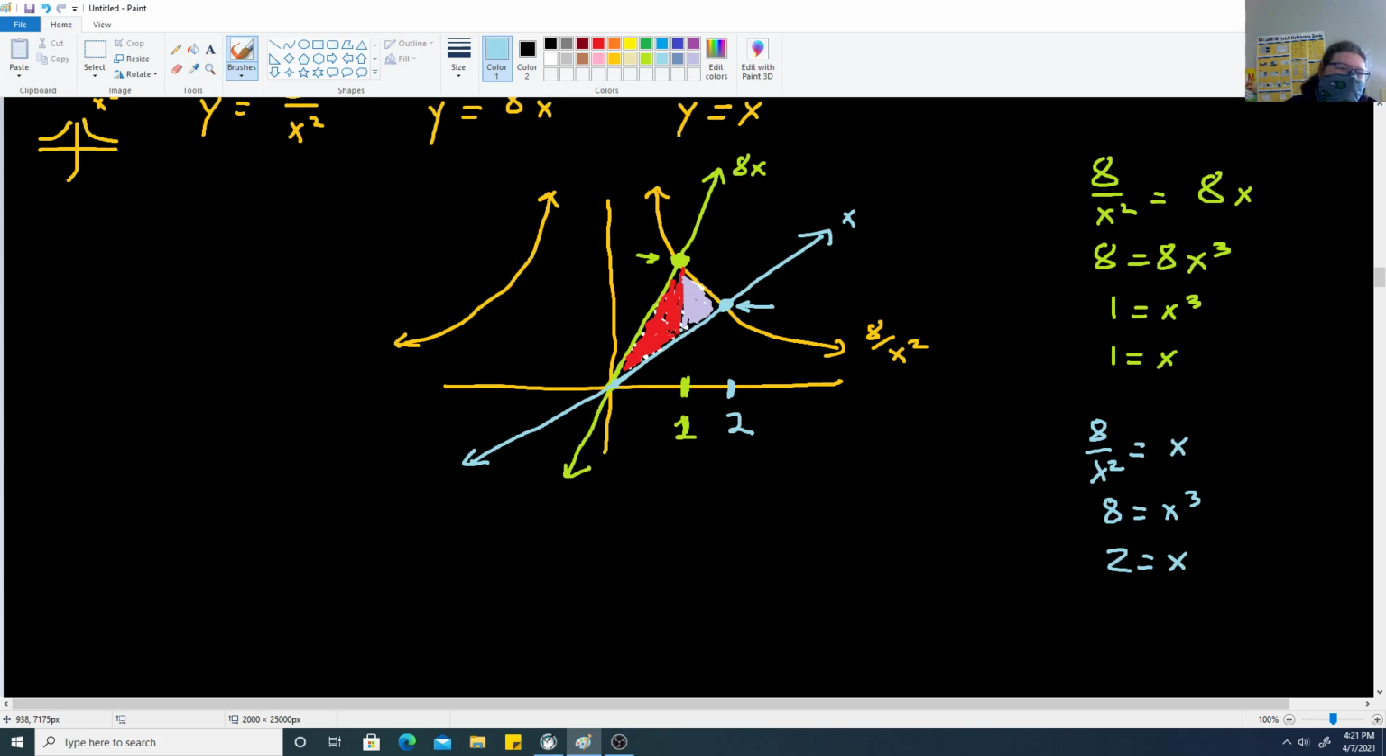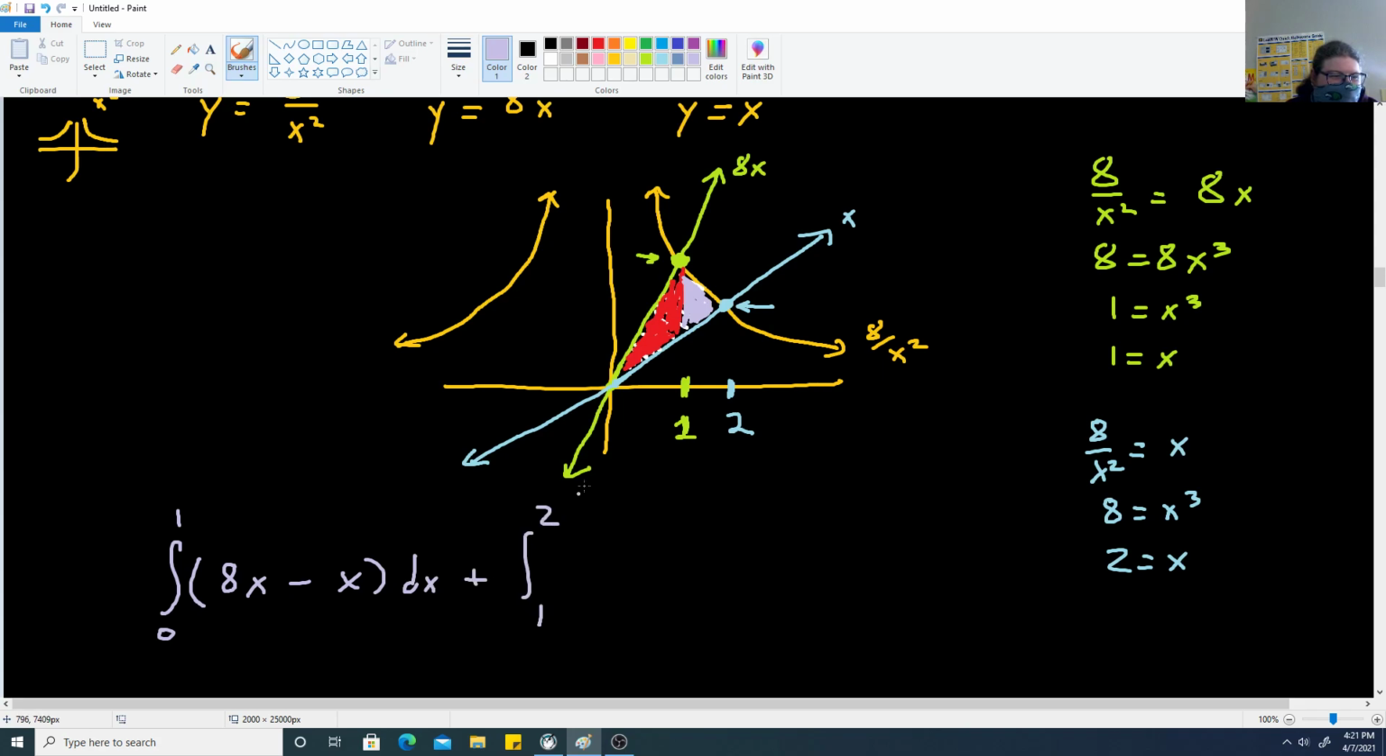And so our integral is going to go from 0 up to 2. We're going to have to split it up here in the middle at 1. So to calculate the integral, we basically have the integral from 0 up to 1 of the top function, which is 8x, minus the bottom function, which is just x itself. So that's for the first region.